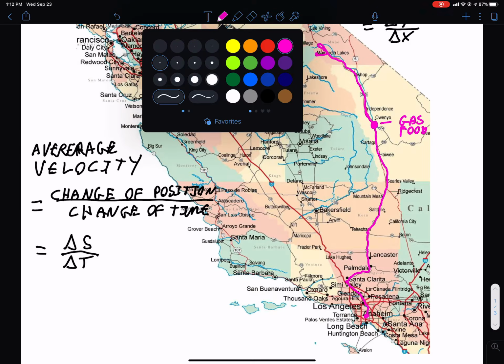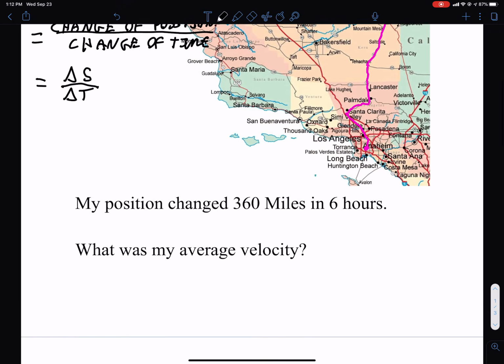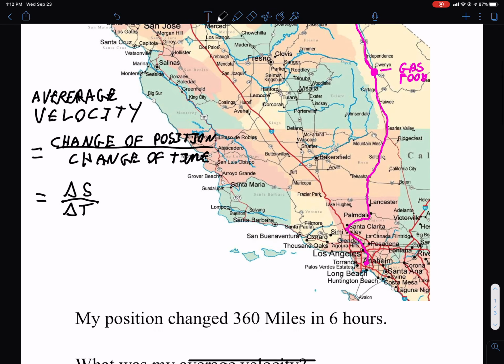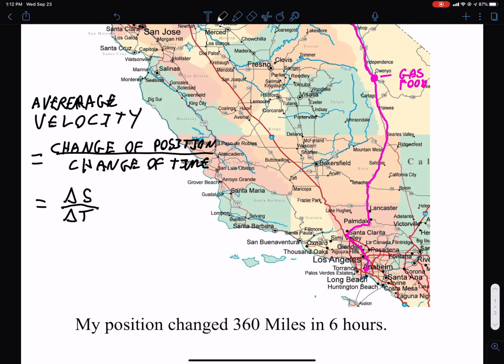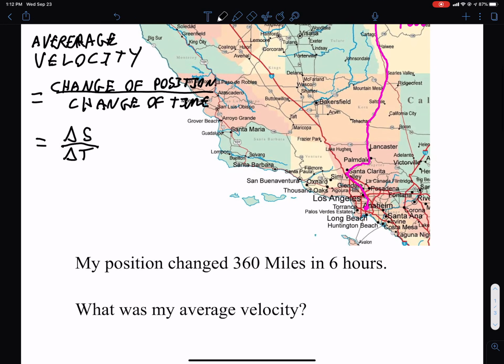There is a method to my madness. So here's my question. My position changed 360 miles, and it took me 6 hours. So if you compare my start position to my end position, it changed 360 miles in 6 hours. I actually traveled more than that because I went past Mammoth and came back. So the change was 360, not the total distance. So my question is, what was my average velocity?